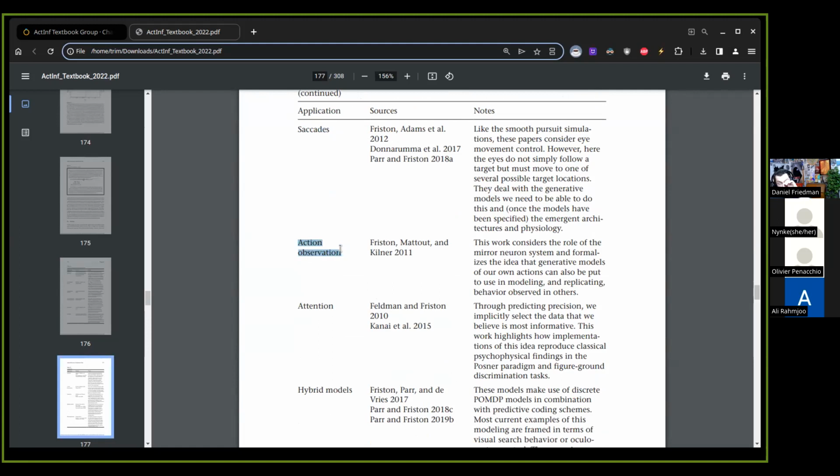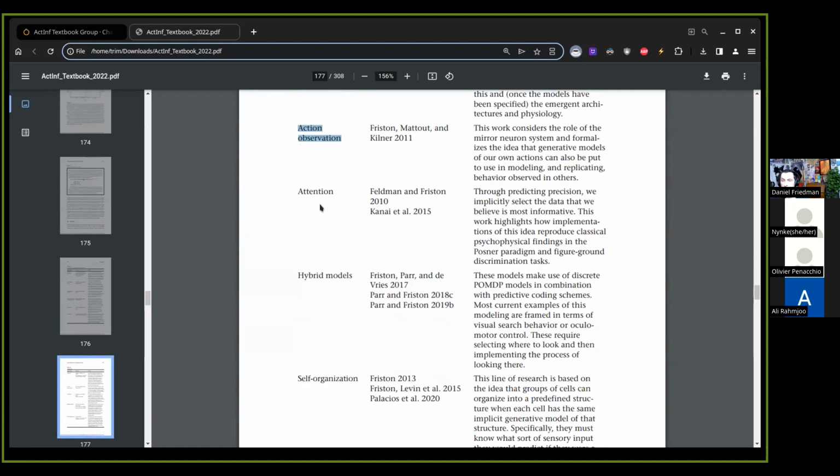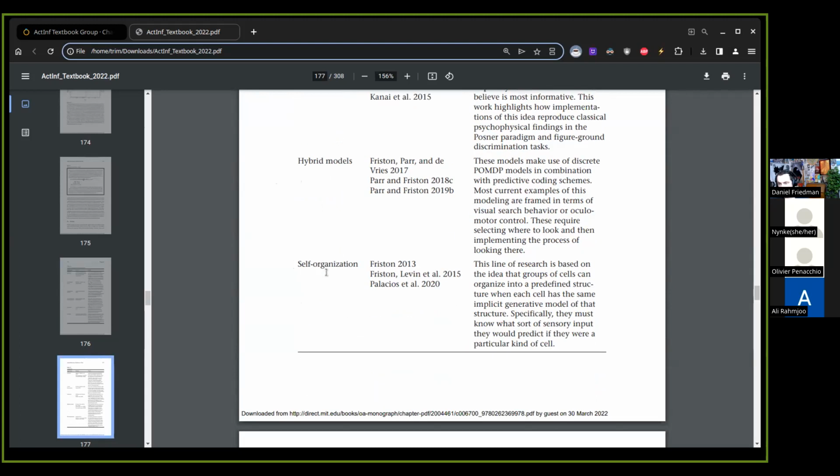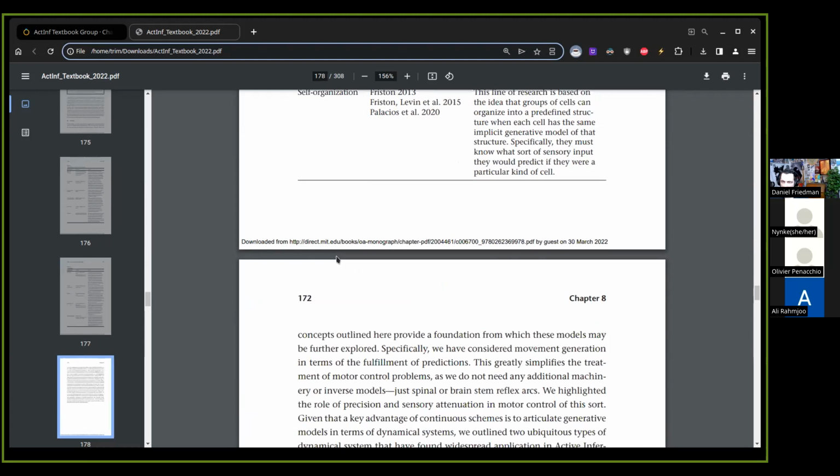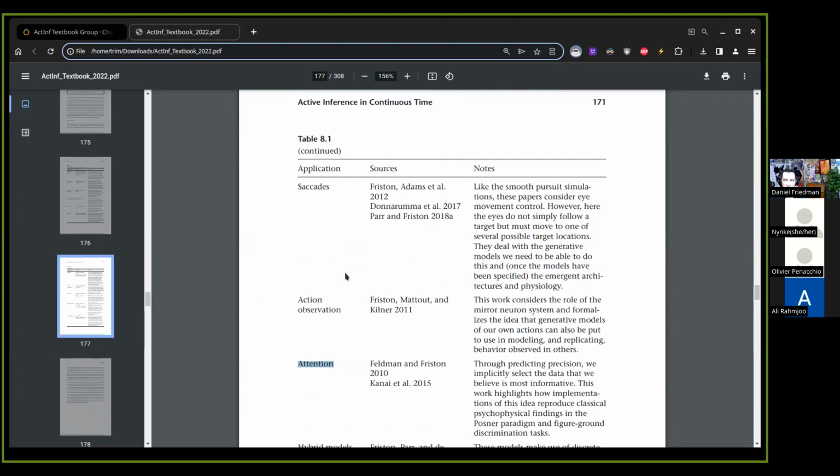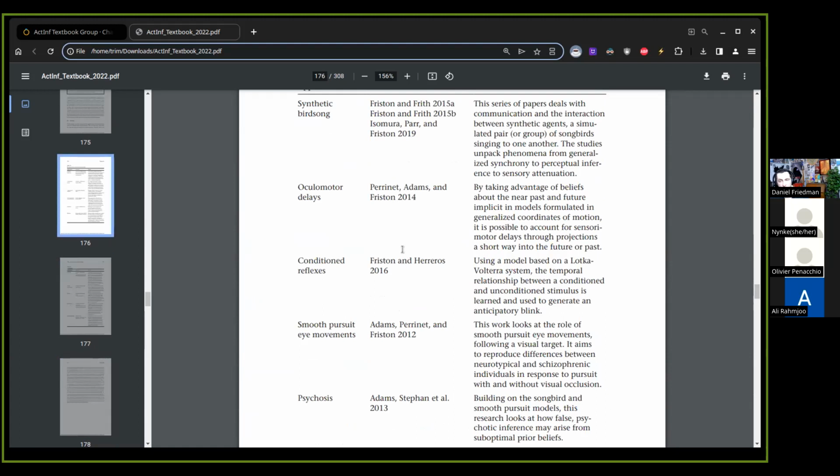This is one of the few papers on mirror neurons. Attention. I believe this is attention being modeled in a slightly different approach. This is a continuous time attentional framework, whereas the Sandved-Smith paper uses discrete time attention, hybrid and self-organizing. But there are other citations, and I'm sure you could come up with many more things.